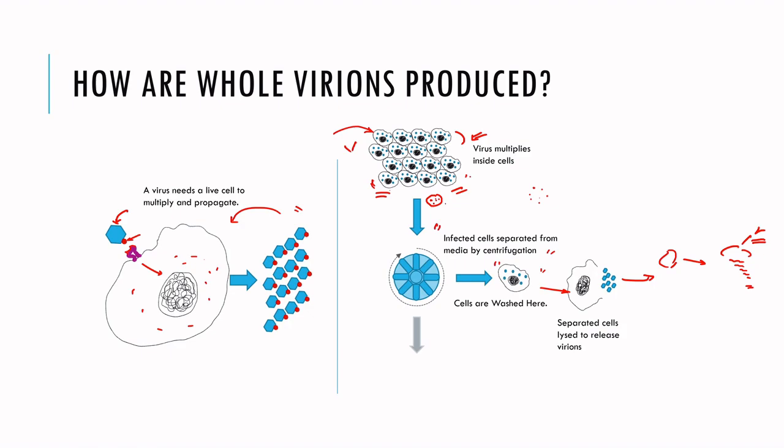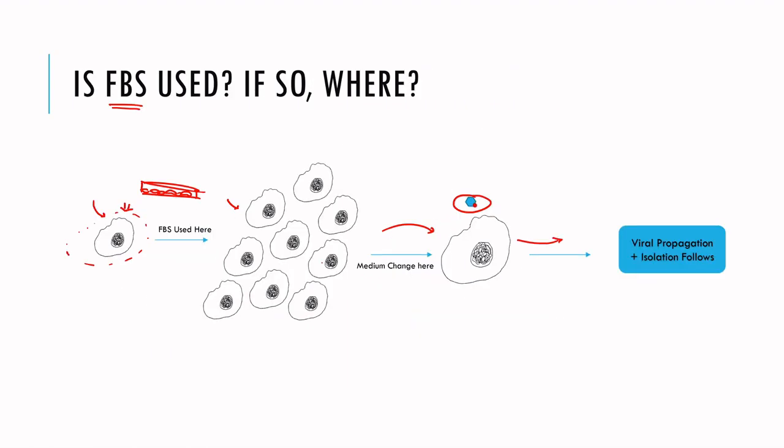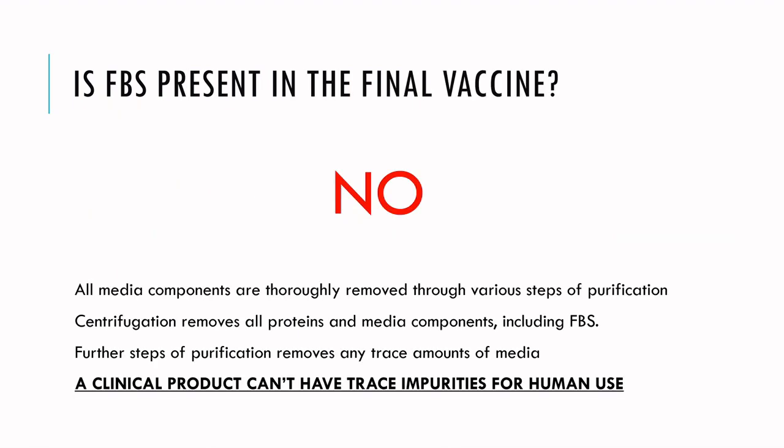And also, just as I told you here, when we remove the cells from this medium and then we purify the virus, there is not a trace of what is left here. There cannot be any trace of FBS used in this stage in the vaccine, right? Let's be clear, there is no FBS in the vaccine, right?